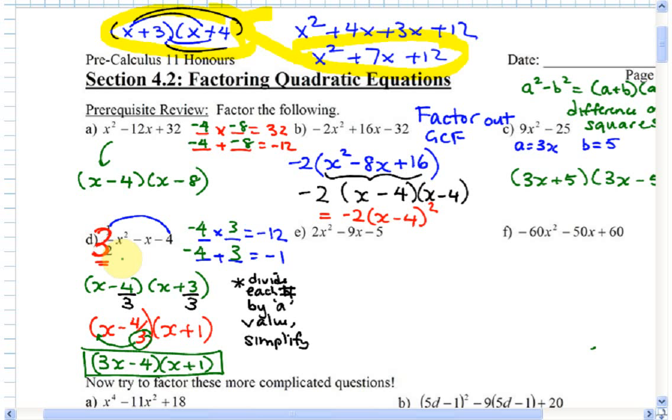Okay, try E. Let's do this together then. Help me out. Two numbers that multiply to what? -10. Yeah, two numbers that multiply to -10, because it's 2 times -5. And those same two numbers must add up to -9. Go ahead, find the combination, please, and try the rest on your own. Okay?